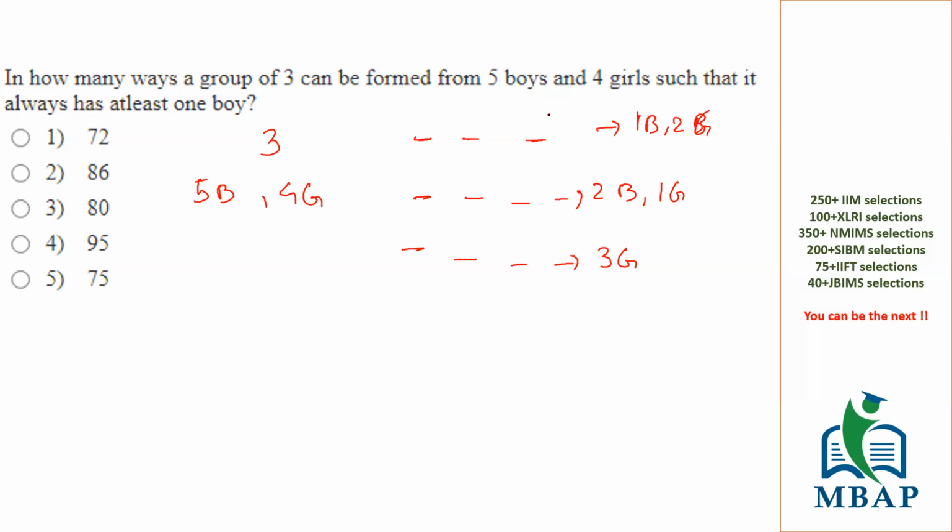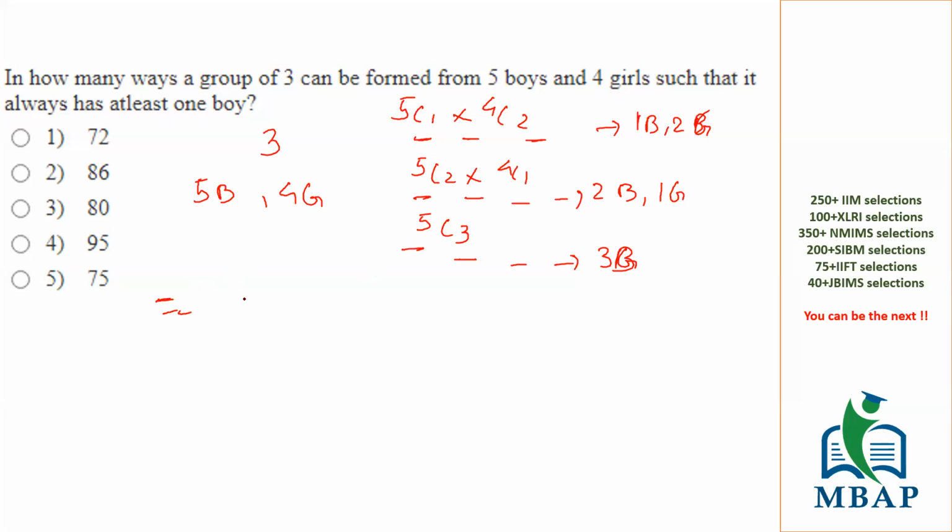These are the things which we can do. One boy can be selected in 5C1 way, and two girls can be selected in 4C2 ways. Two boys and one girl: two boys can be selected in 5C2 ways, and one girl can be selected in 4C1 way. For all the three to be boys, this can be selected in 5C3 ways. So this is a total of different combinations which you can make, because in this question you have to see the different number of ways: at least one boy means one boy, two boys or three boys.